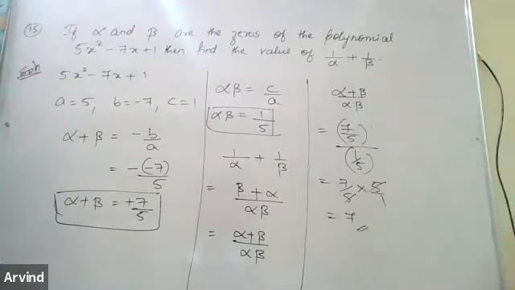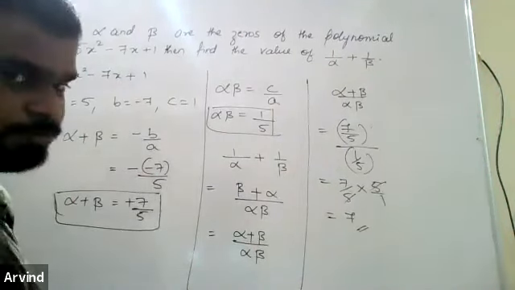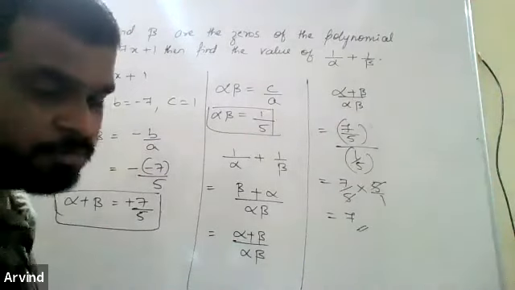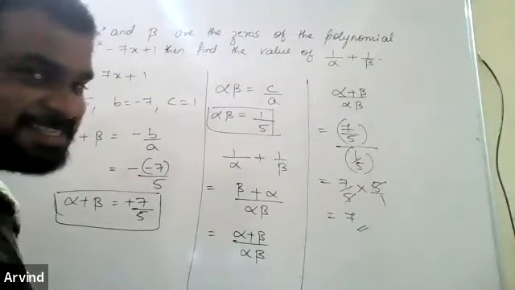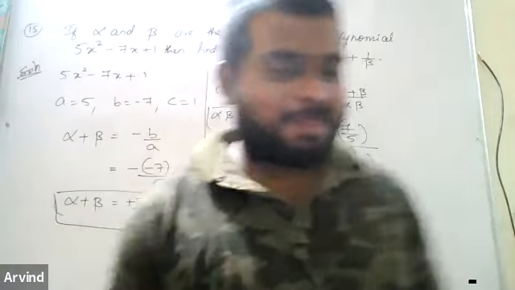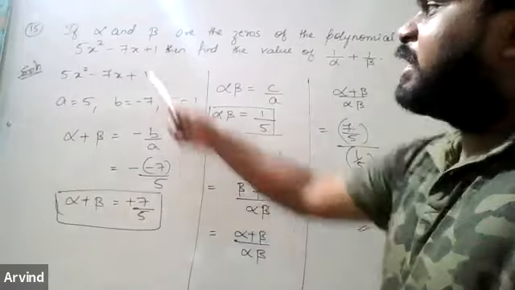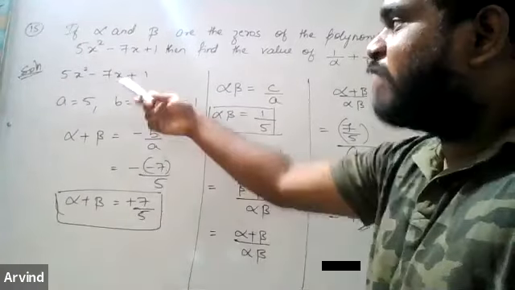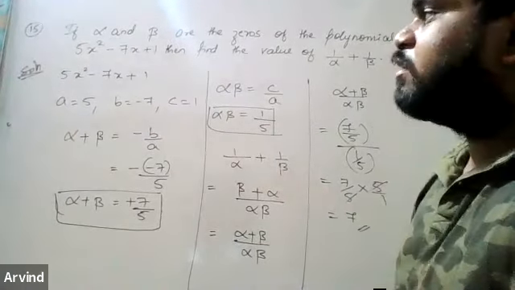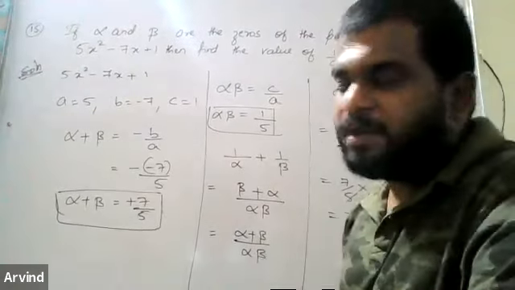Sir, can you explain again, sir? What, Sanika? From where should I repeat it? Sir, from first. From first itself. What happened? Okay. Sanika, this cannot be factorized.